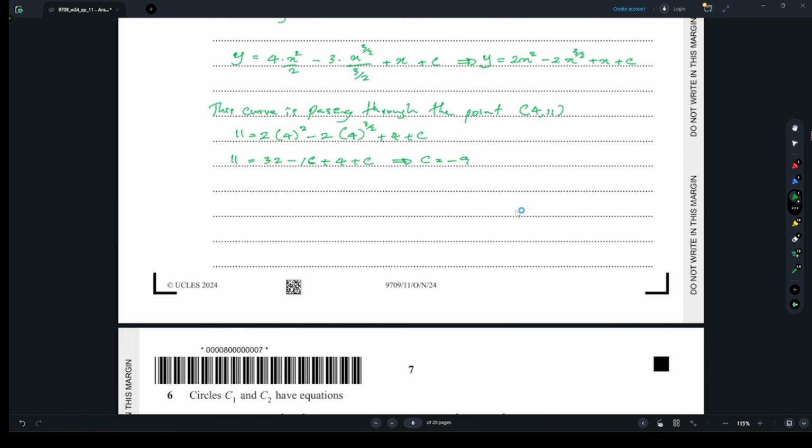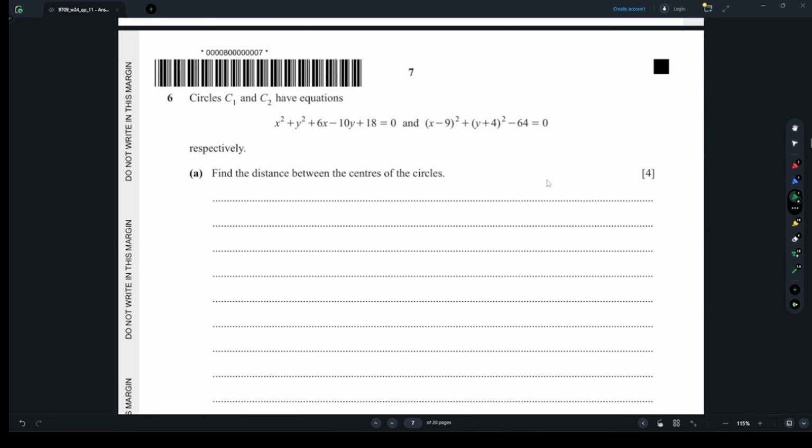Okay, therefore we can write the equation of the curve. Therefore, the equation of the curve is y equals x squared minus 2x to the power 3 over 2 plus x minus 9. Okay, so this question is also done. Right. Now question 6.